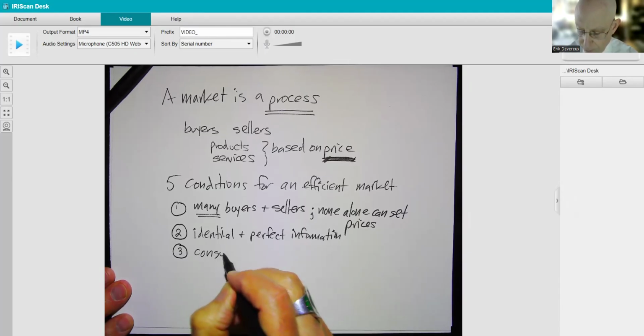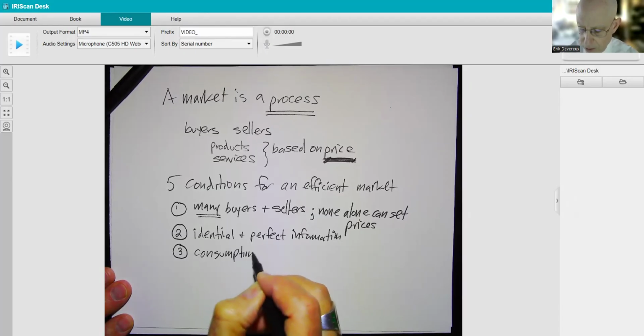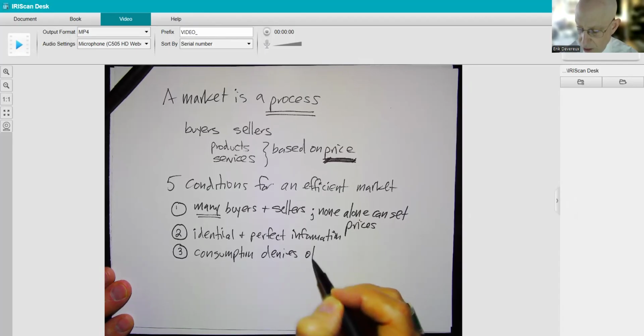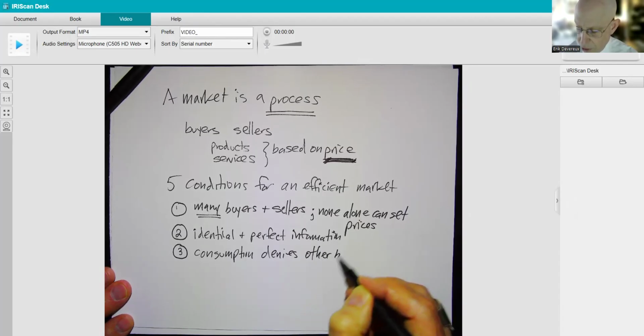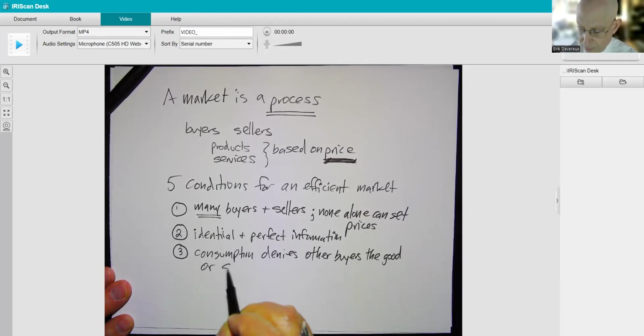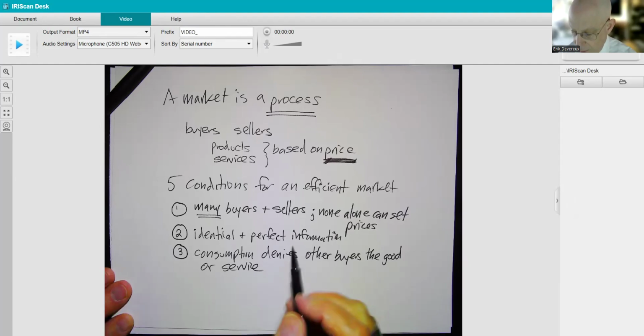The third is that consumption of the good denies other buyers the good or service at that time, at least. When I buy something and I consume it, I take it off the marketplace and other buyers and sellers cannot have it, at least at that moment. Maybe at another time they could, but at that moment they cannot. My consumption of this affects everybody else.